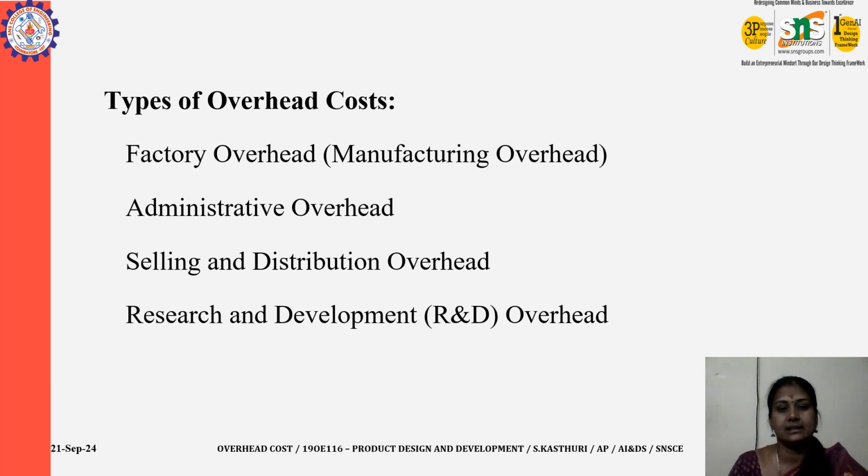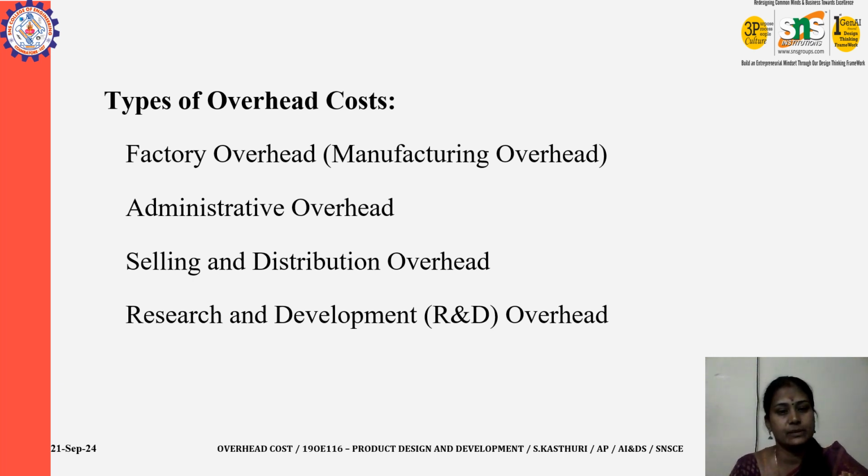So in factory overhead, this is a manufacturing overhead. Factory overhead refers to indirect costs related to the manufacturing process. Examples of factory overhead are depreciation, utilities, maintenance, factory supplies, factory rent, supervisor salaries.